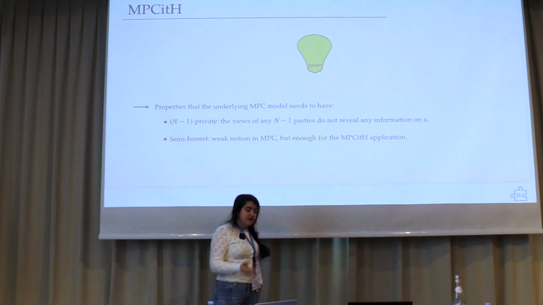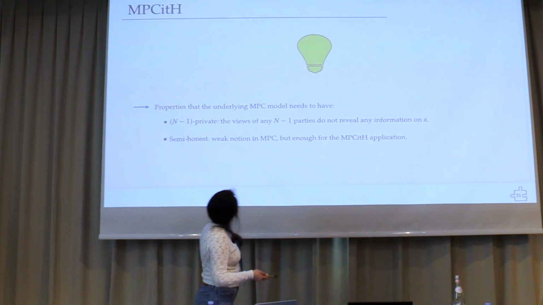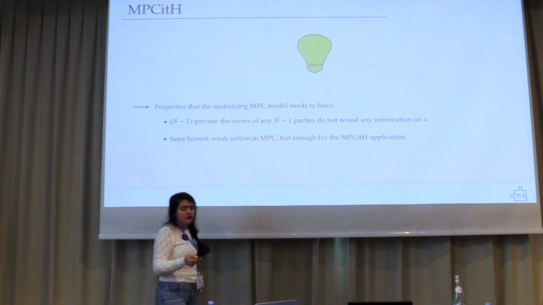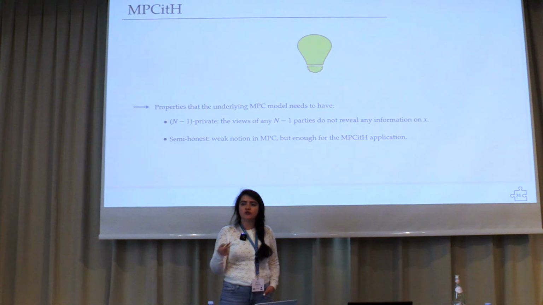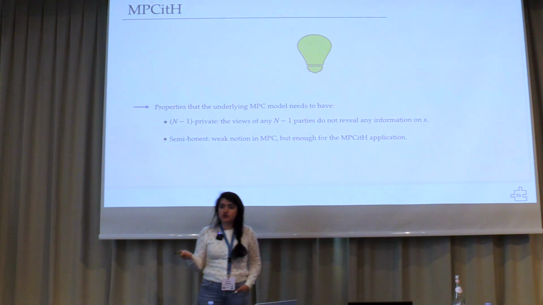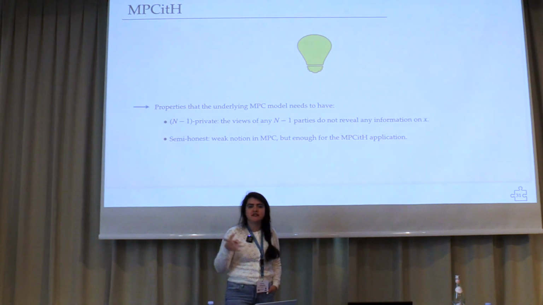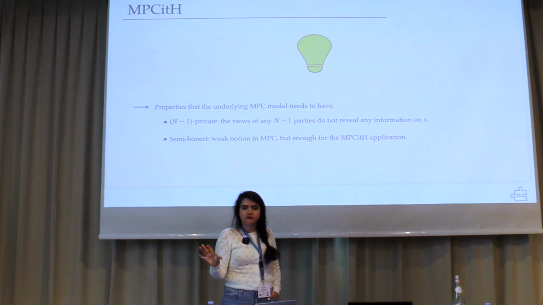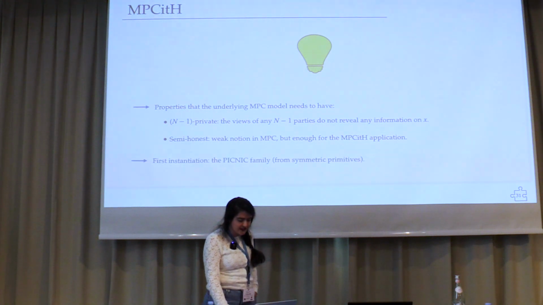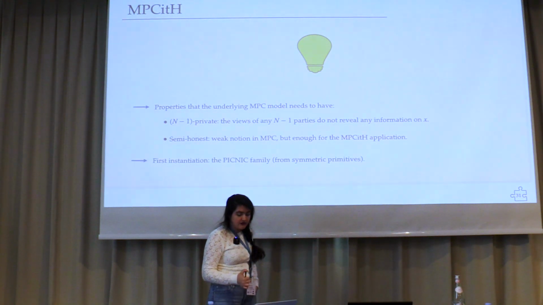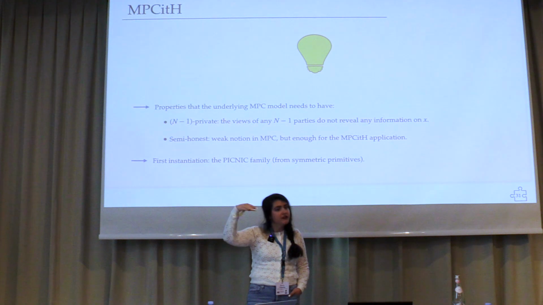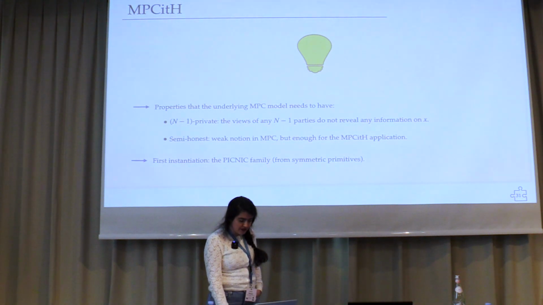And another property that we need is the semi-honest property. So that means that all of the parties are just honest in their execution. They will not try to do something malicious to the protocol. And this is a weak notion in MPC. Usually you want some harder notions, but this is enough for MPC-in-the-Head because the signer is the one that does everything, basically. So we don't need any stronger properties than this. The first instantiation of this MPC-in-the-Head was the Picnic family and they used the symmetric primitives, as I said. It started with symmetric primitives, then MPC-friendly symmetric primitives and hard problems.